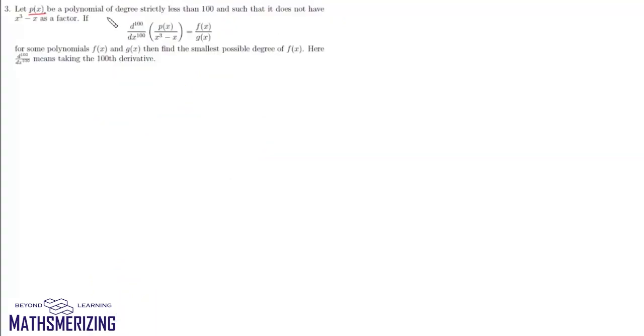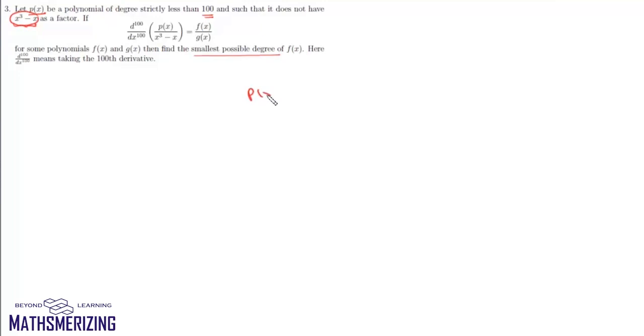Now question number 3, it says let p(x) be a polynomial of degree strictly less than 100 such that it does not have x cube minus x as a factor. If the 100th derivative of p(x) upon x cube minus x is equal to f(x) upon g(x), we need to find the smallest possible degree of f(x). Now we know that this p(x) is a polynomial of degree less than 100. We are also given that this p(x) is not divisible by x cube minus x.